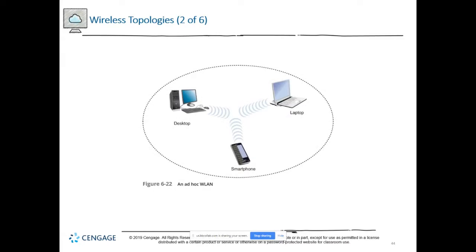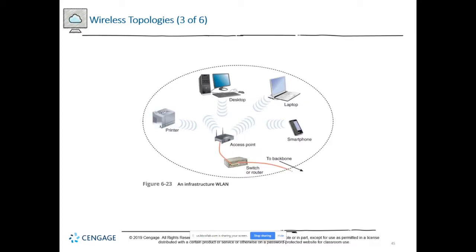And here's the ad hoc, right? Any of these three devices can talk to any other device directly. There's no access point in between them, right? Versus the infrastructure mode, we have an access point, and so if the laptop wants to talk to the printer, it goes to the access point and then to the printer, right? And it doesn't go straight to the printer.